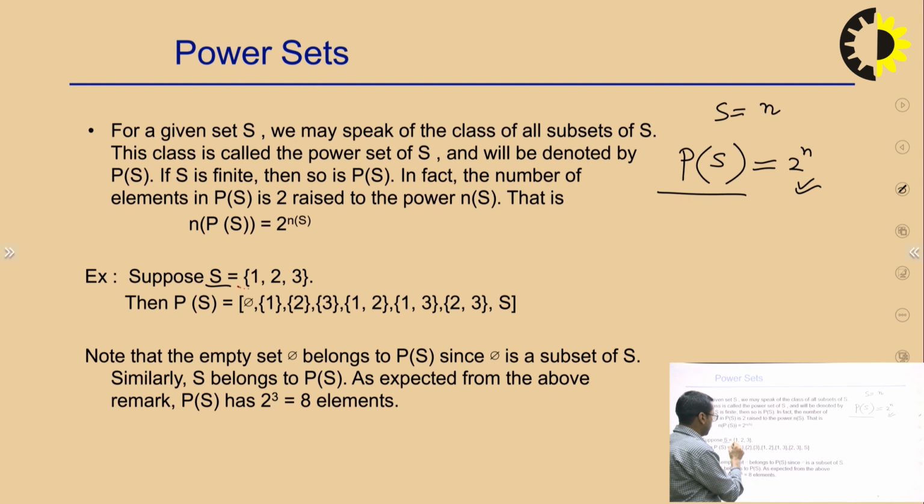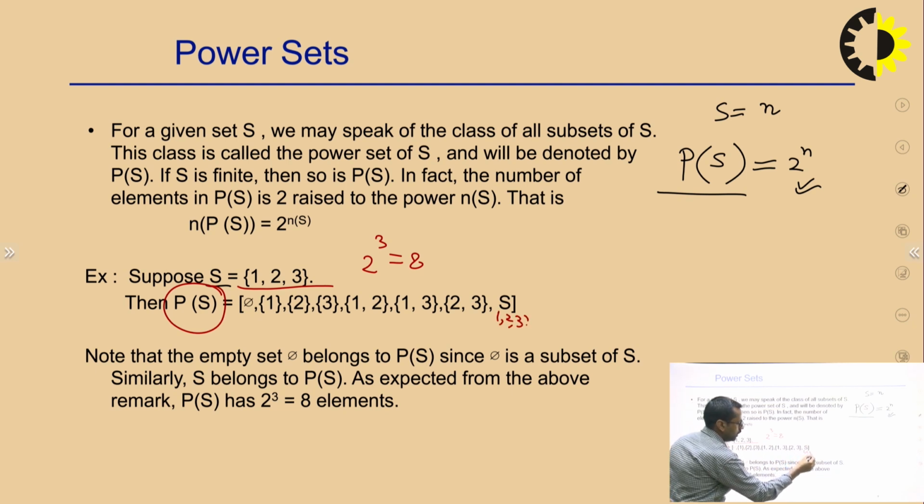which contains the elements 1, 2, 3. Then the power set for this set will have 2 to the power 3, equal to 8 elements: the empty set, {1}, {2}, {3}, {1,2}, {1,3}, {2,3} and S. What is S? {1, 2, 3}. We can write it down. These are actually the classes. Total classes are 8. It is a power set.